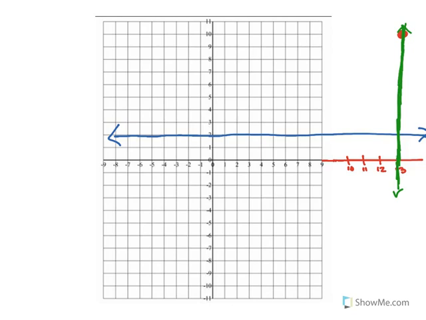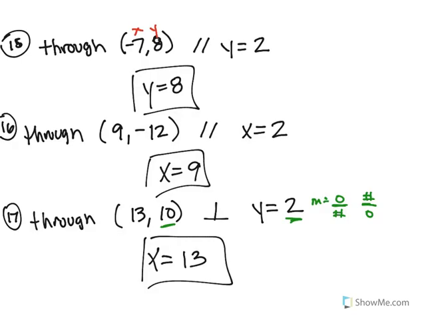Because that's really that green line that's going to go through that dot and cross y equals 2. Does that make sense? That's going to be x equals 13. Y'all follow me?